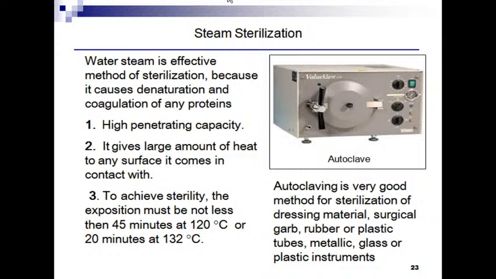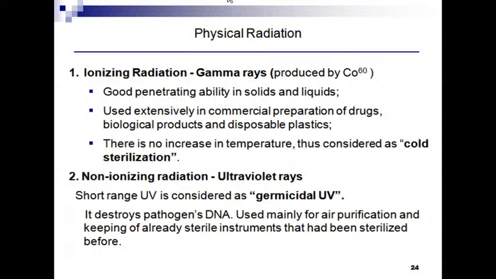for surgical operation. Autoclaving is a very good method for sterilization of dressing material, surgical garb, rubber or plastic tubes, metallic, glass or plastic instruments. Any material can be sterilized, except biological mediums. To achieve sterility, the exposition must be not less than 45 minutes at 120 degrees, or 20 minutes at 132 degrees Celsius. The temperature of steam should be above 100 degrees for efficient sterilization of equipment and instruments.